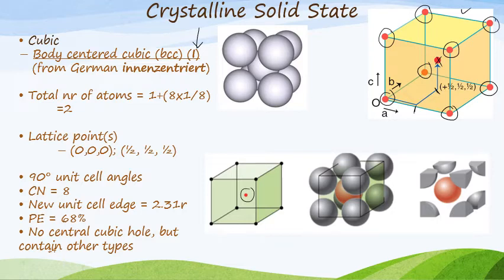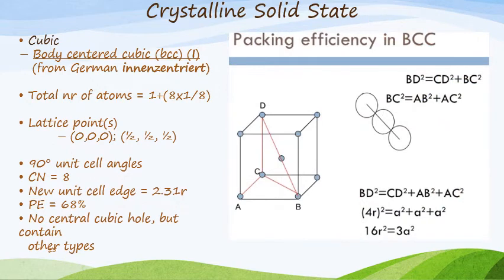The unit cell edge is 2.31 times the radius. The packing efficiency is 68%, and there is no central cubic hole, but there are other types of holes which we will take a look at later on.